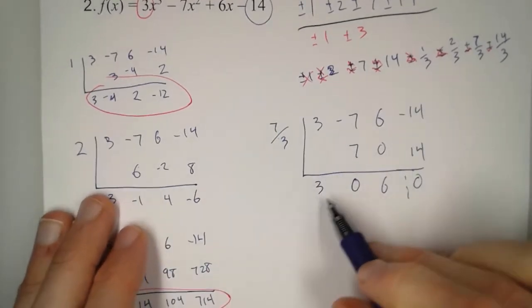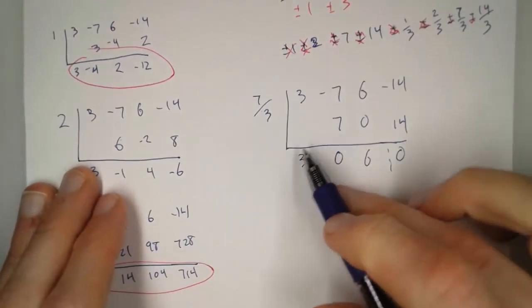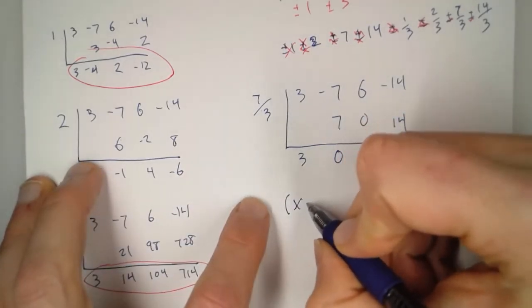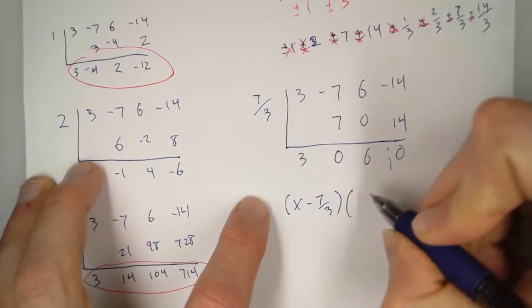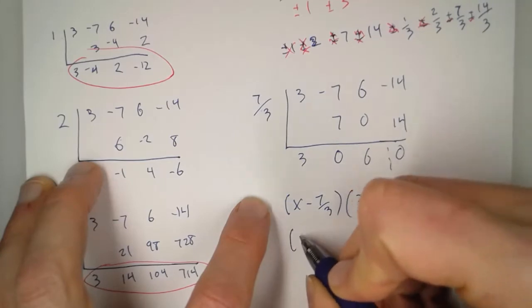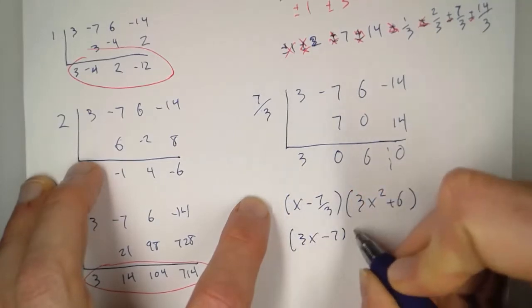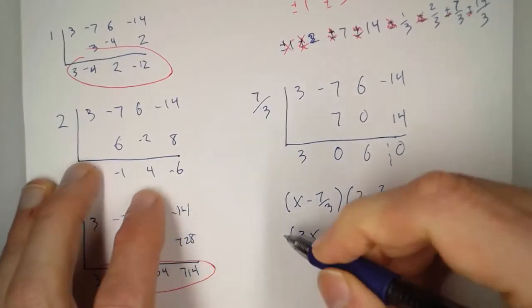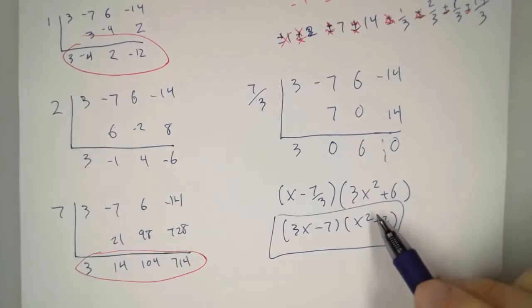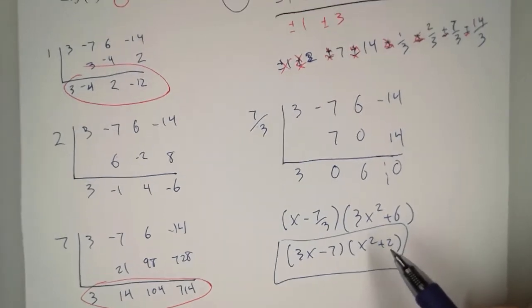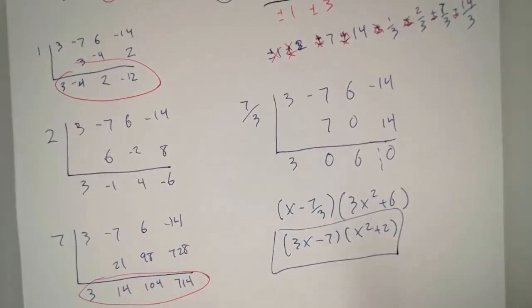Now remember, in the previous video, when we talked about synthetic division, these are all factors of 0. So, instead of writing x minus 7/3 times 3x squared plus 6, we're going to write it like this. 3x minus 7. I'm pulling a 3 out of here and putting it over here. X squared plus 2. Now, x squared plus 2 is a quadratic that will never equal 0. So we can stop hunting for zeros. 7/3 is the only one that works for this one.